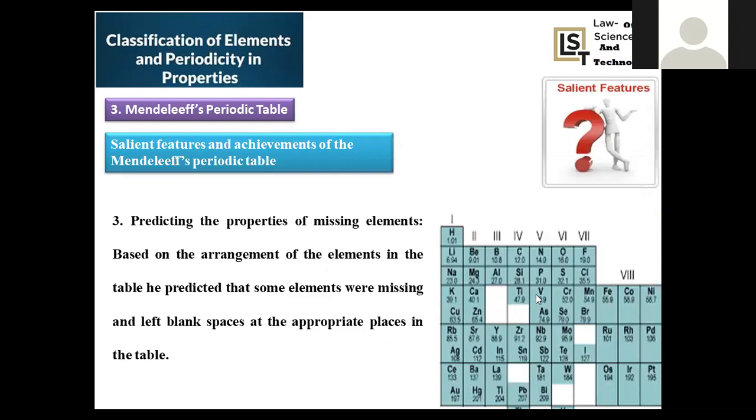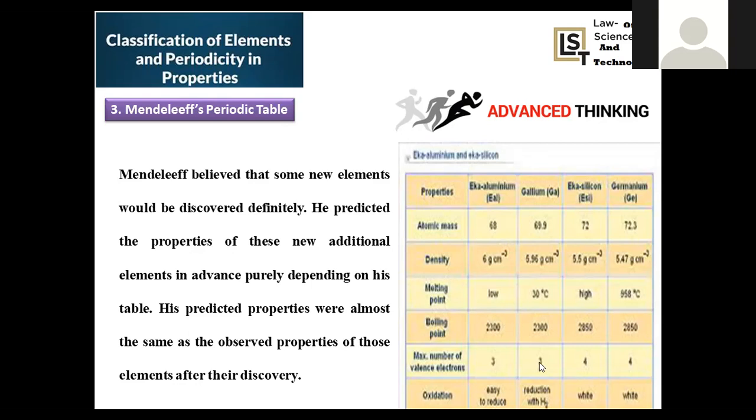In these vacant sites, elements are going to be invented and they may possess certain properties which are mentioned in this table. He assumed their atomic weights, density values, melting point, boiling point values, number of valence electrons, and even oxidation properties of all those elements. After the invention, they have equal or resembling properties to what he expected, right?